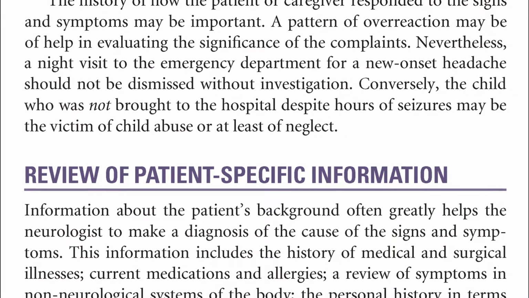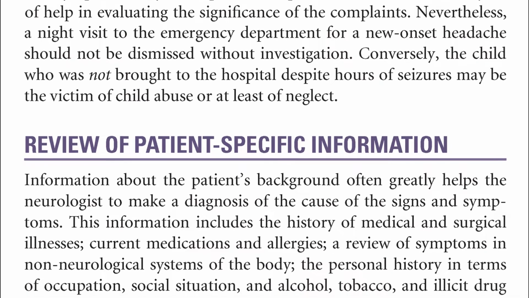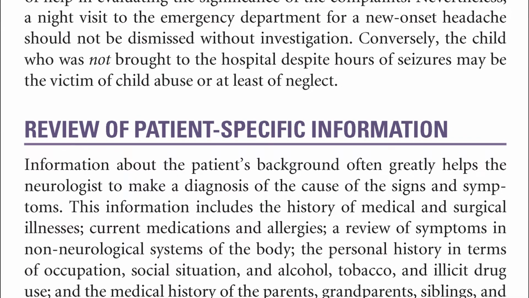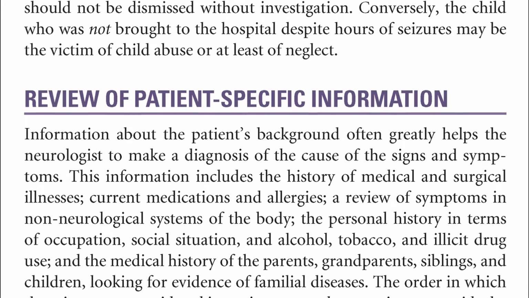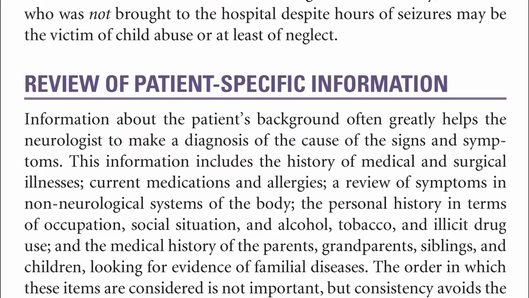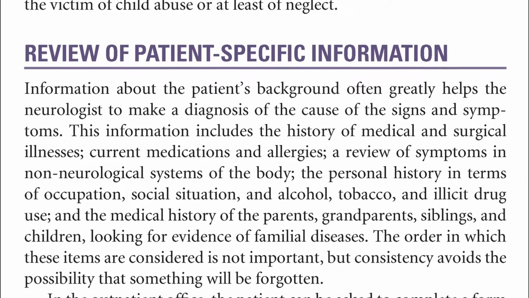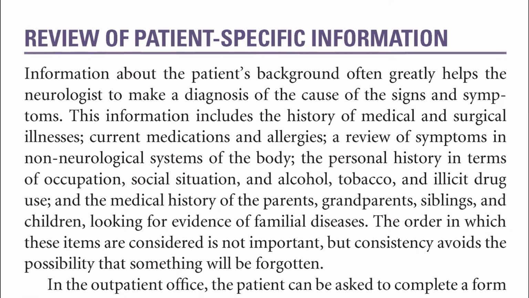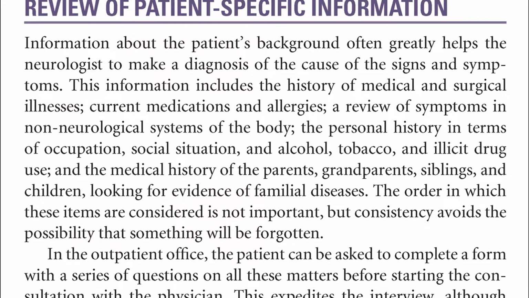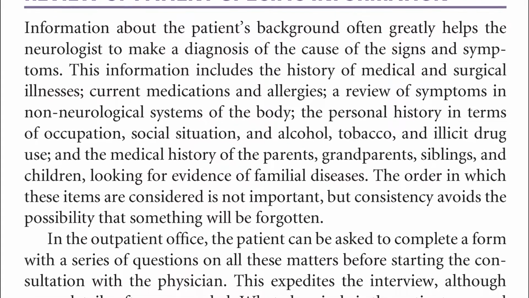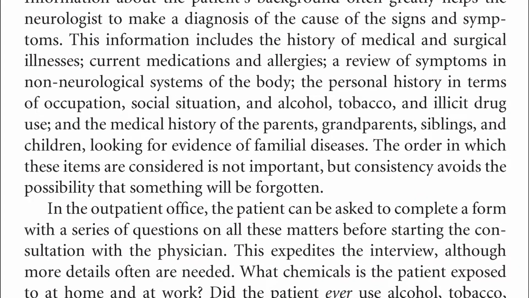Review of patient-specific information. Information about the patient's background often greatly helps the neurologist to make a diagnosis of the cause of the signs and symptoms. This information includes the history of medical and surgical illnesses, current medications and allergies, a review of symptoms in non-neurological systems of the body, the personal history in terms of occupation, social situation, and alcohol, tobacco, and illicit drug use, and the medical history of the parents, grandparents, siblings, and children, looking for evidence of familial diseases.